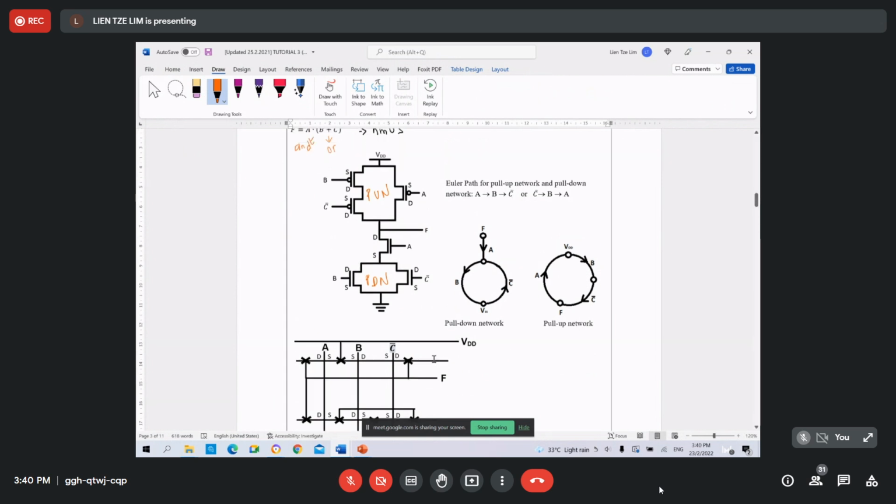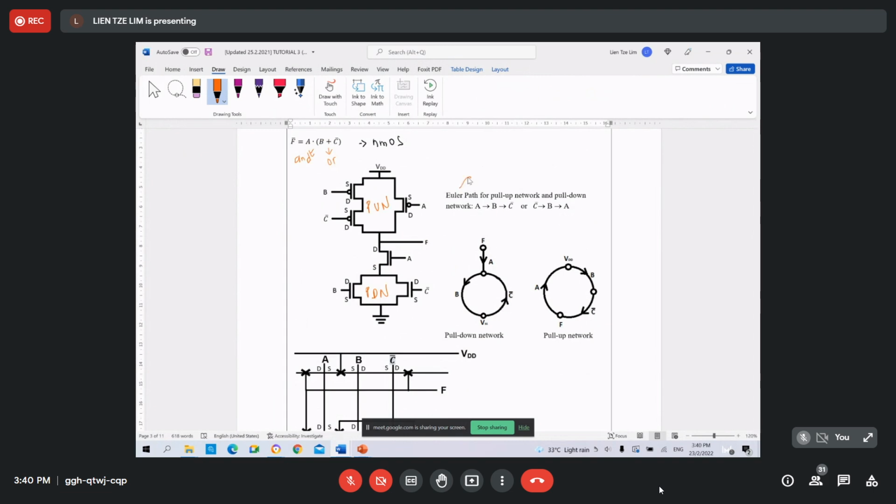The Euler path is a method used to optimize the diffusion area. Why do I say so? Because this method can help us get a proper order of the polyline, and by having the proper order of the polyline, the diffusion area can be minimized. If you cannot understand what I mean here, you need to refer back to the lecture notes.